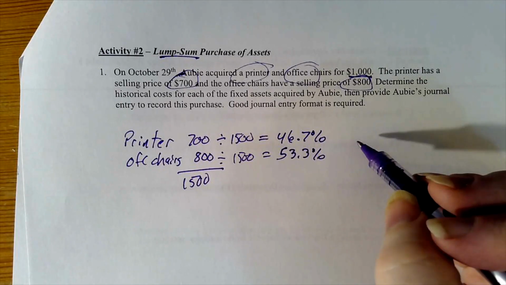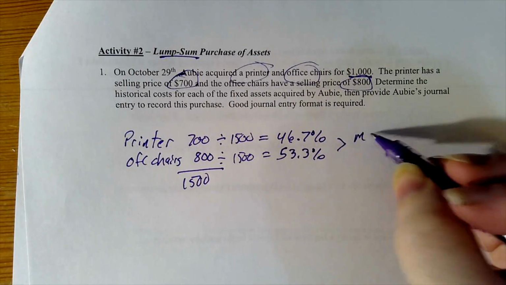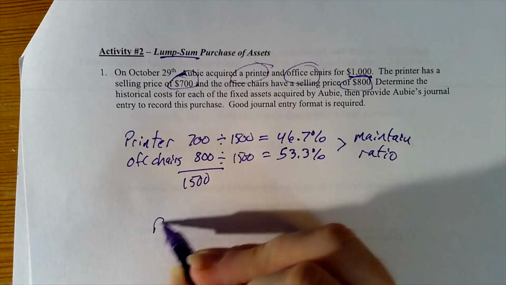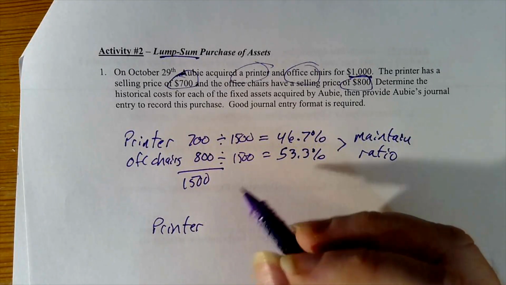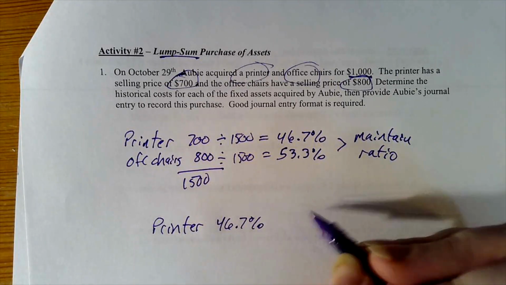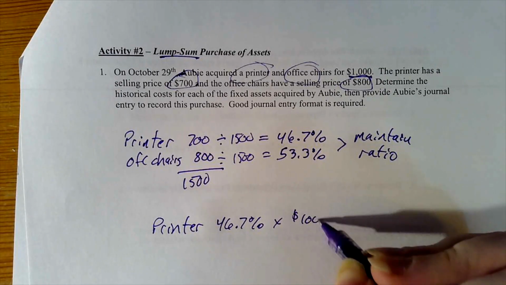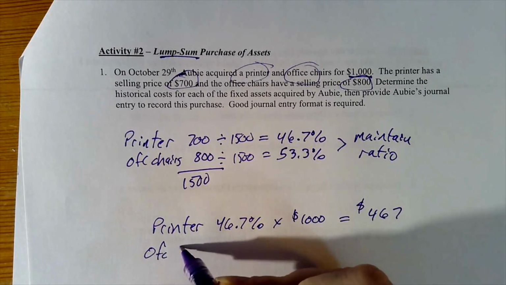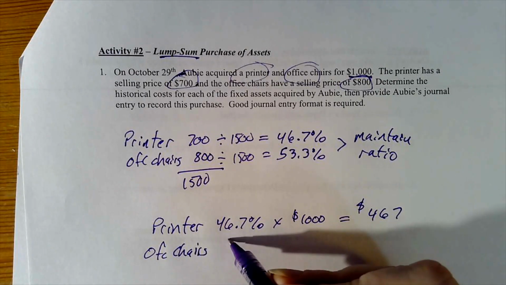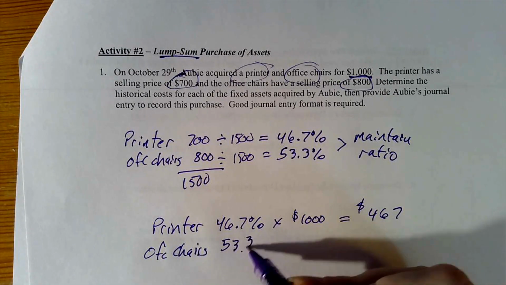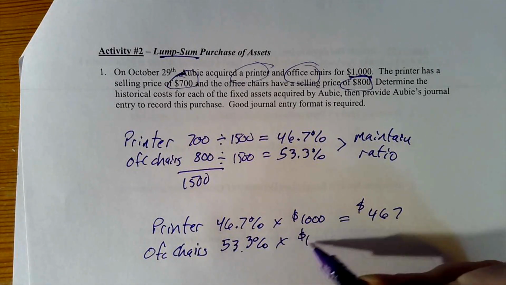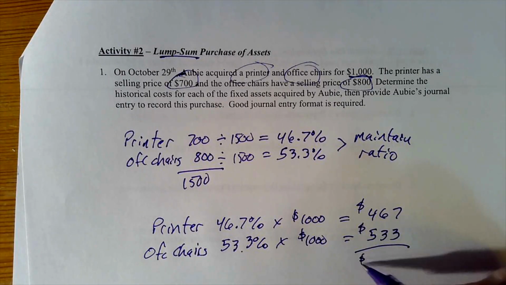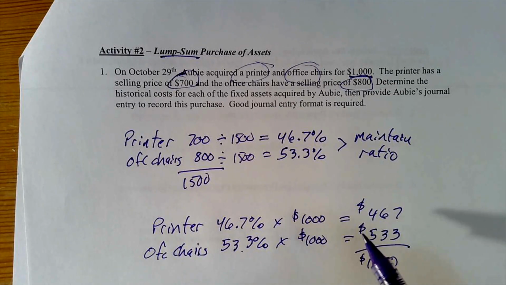So what we want to do is maintain this ratio, but with the $1,000. So how do I do that? I say the printer is 46.7% of the $1,000, right? And so that would make it $467, and the office chairs are 53.3% of the $1,000, and that's going to be $533. And you notice when you add these two together, well, you get the total $1,000, right?